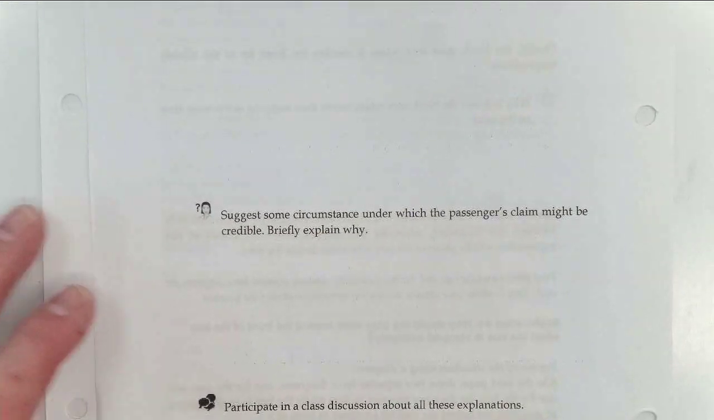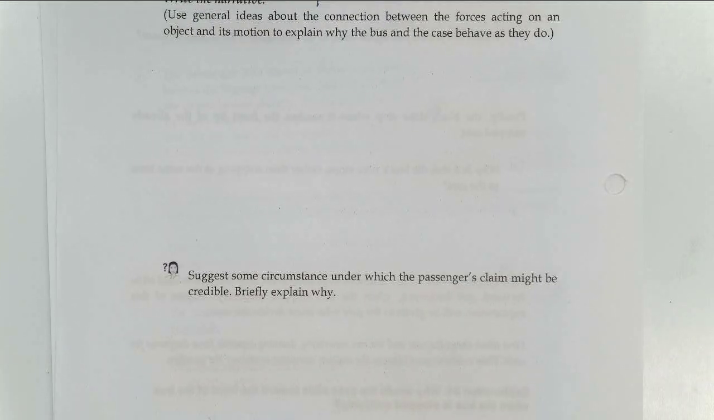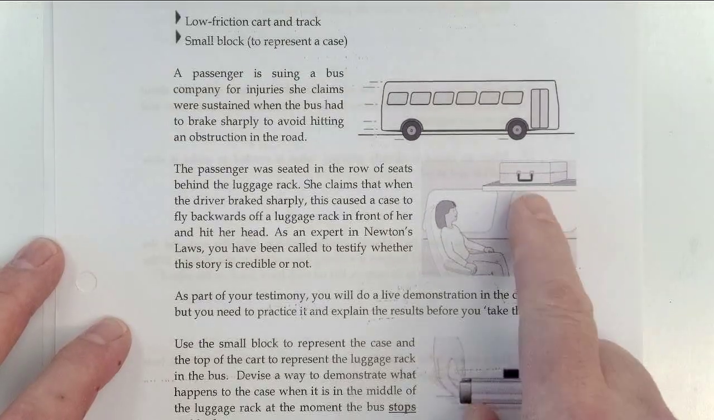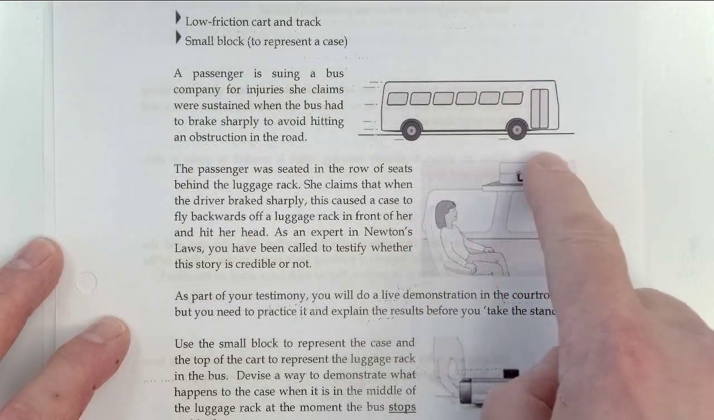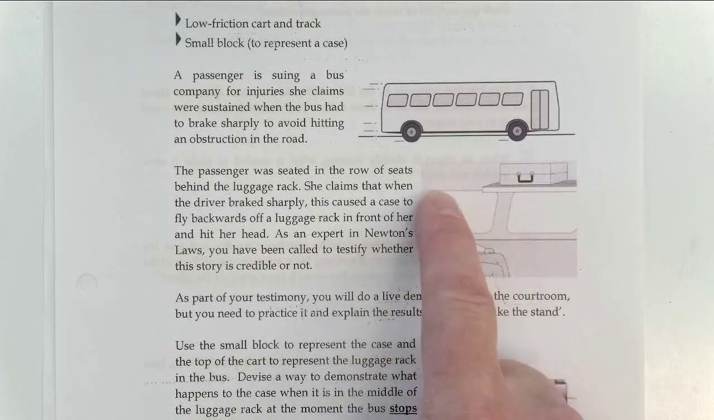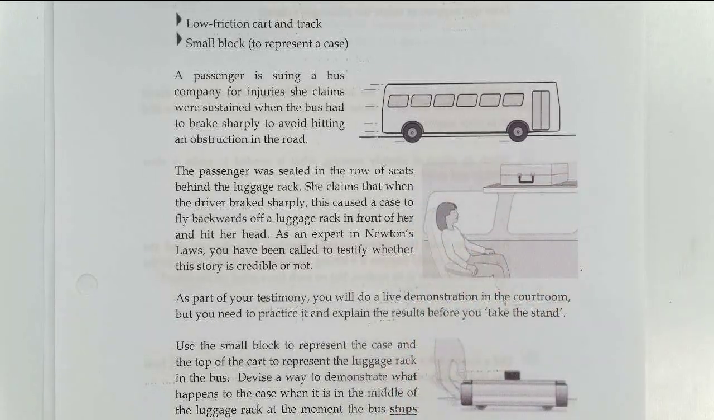But this does close with: suggest some circumstance under which the passenger's claim might be credible and briefly explain why. Well, the only situation that is going to lead to that case coming backwards is if both the case and the bus were already moving in that direction to the left. So if the bus were backing up and stopped suddenly, then it is plausible that the case would continue in motion, fall on the woman, give her a lawsuit, etc. So that's the only scenario in which, well, that's not true. That's not the only scenario.